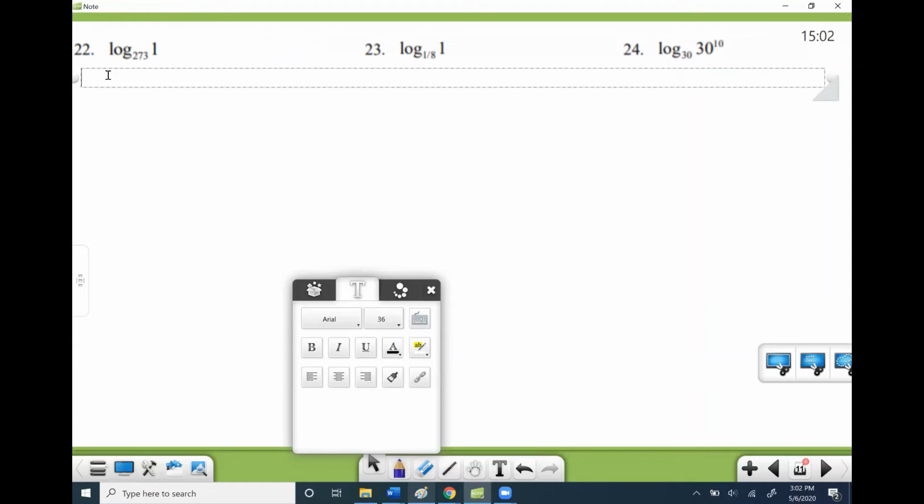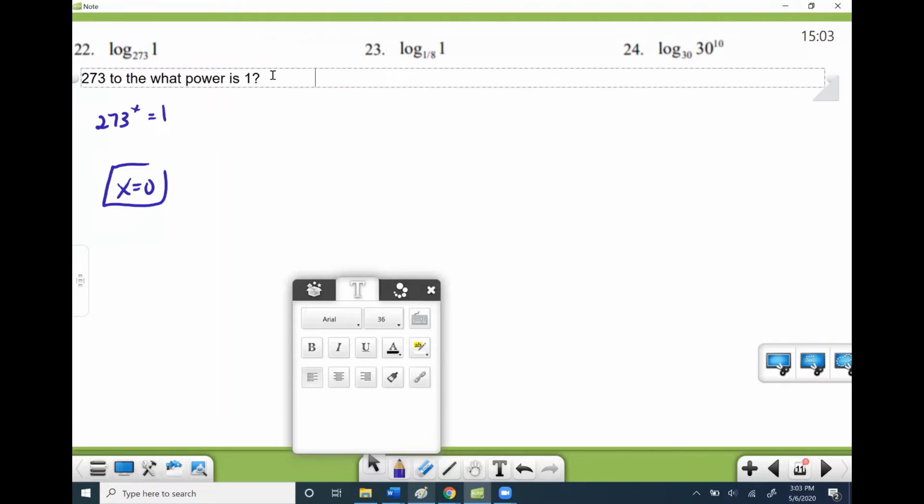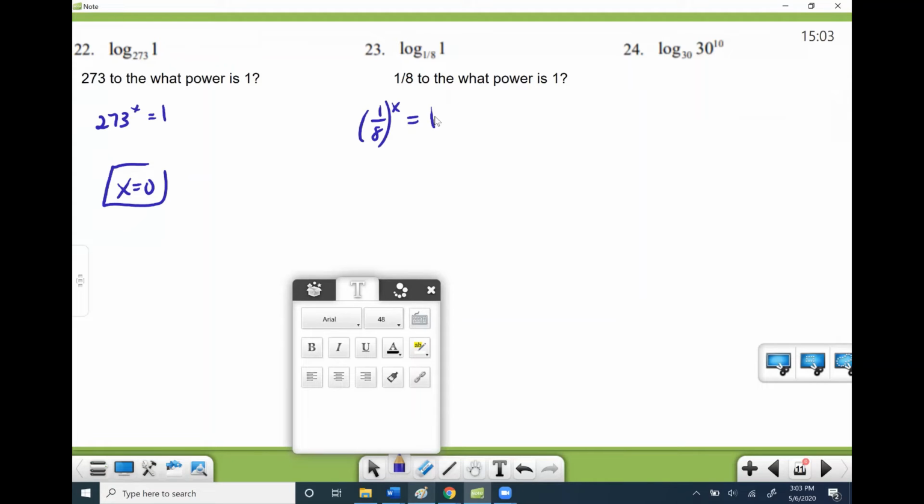So the question is 273 to the what power is 1? I'm getting a lot of zeros. Very good. Yep. Anything to the 0 power is 1. Excellent. So this one would be 1/8 to the what power is 1? 1/8 to the what power equals 1. 0 again. Good. So what we want to take away from that is anytime we see 1 in this position, we know that the answer is going to be 0. Or just use the hook. It's probably easier, less to memorize.